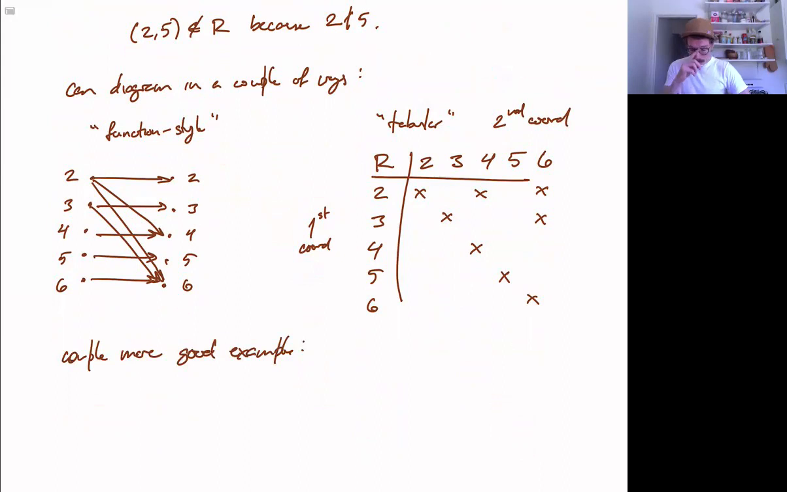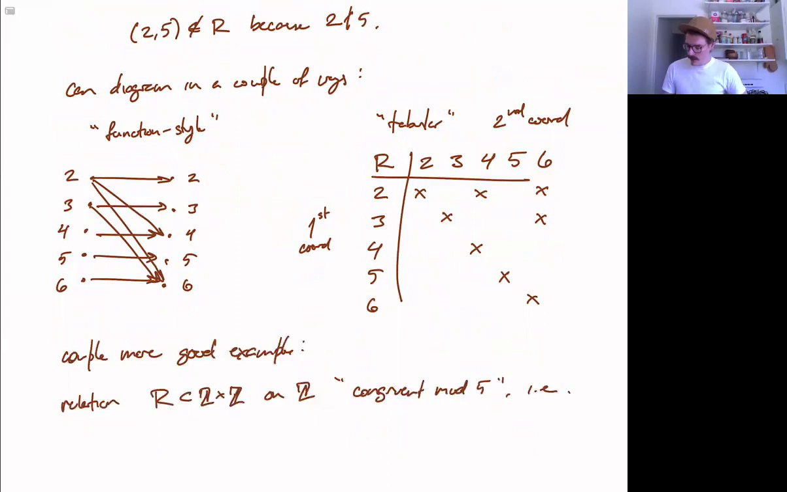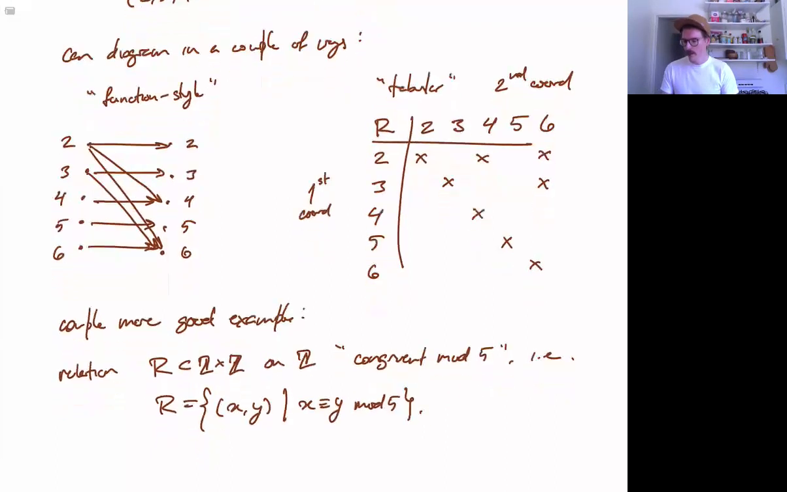So let's consider the relation on the integers given by congruent mod 5. So we are saying that, let's write it like this. R is equal to the ordered pairs in Z cross Z such that x is congruent to y mod 5. So this is a relation, and it's one that we will be talking a lot about.